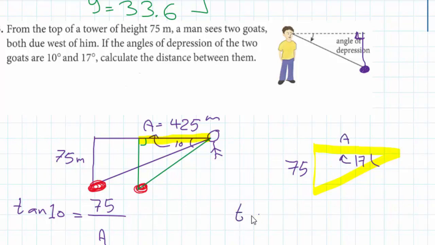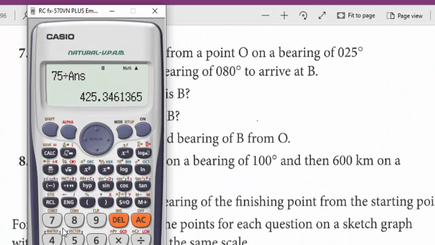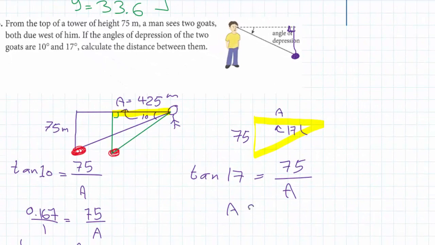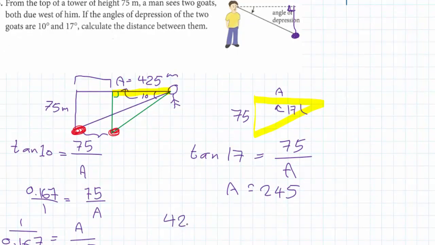We can use tan. Tan of 17 is equal to 75, which is the opposite, over adjacent. Now, the 75 should be divided by the tan of 17 to get the adjacent straight away. 75 divided by tan of 17 equals 245. This A is equal to 245. Now the distance between the goats is this distance. We're going to subtract 245 from 425, which is equal to 180 meters.